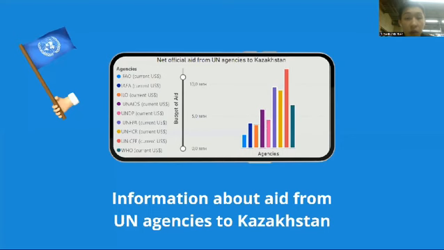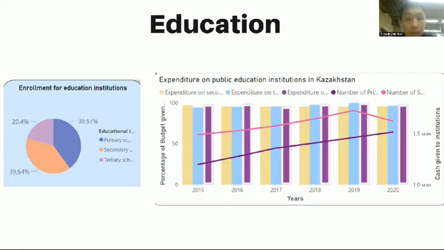Third one, this is the net official aid from UN agencies to Kazakhstan. In this graph, I used a bar chart to calculate these agencies, and we can see that the biggest aid comes from UNICEF, which was over 10 million. And you can see I use a bar chart here and the other visualization parts.